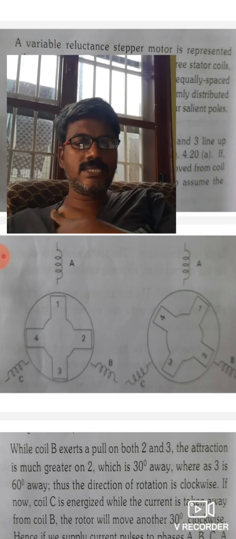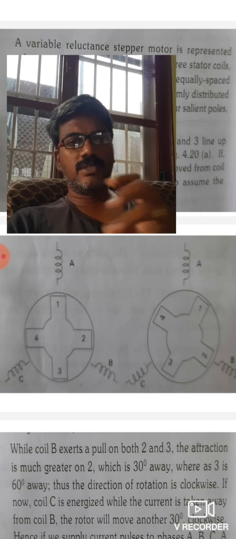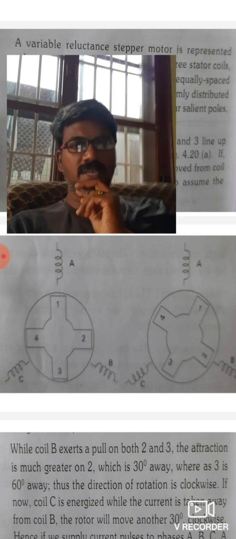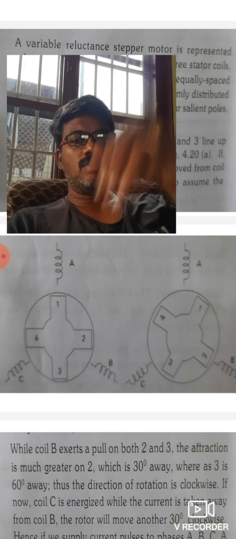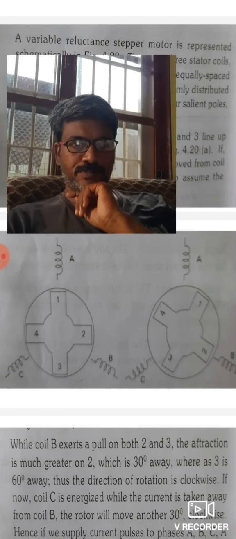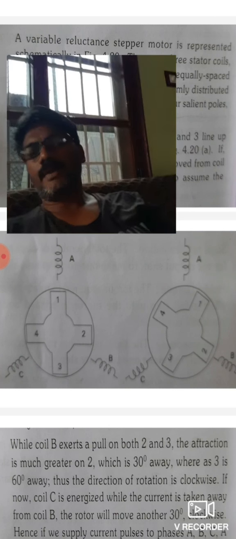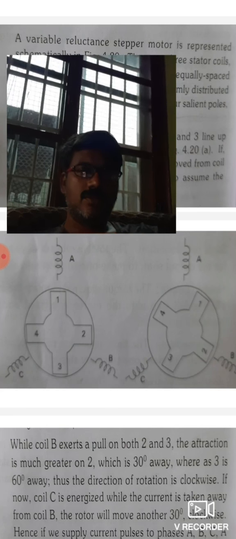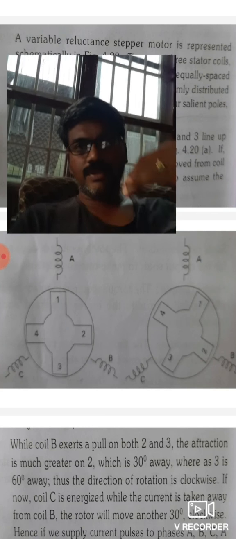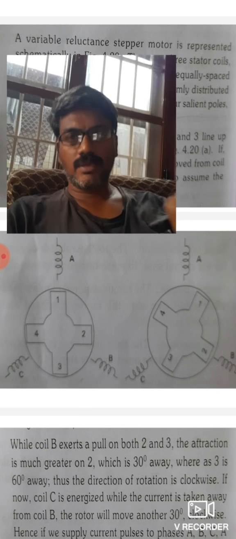If now coil C is energized: initially coil A is energized, next coil B is energized. After that, we energize the coil C, right? When coil C is energized, what happens? After giving the excitation to coil C, we have to remove the excitation of coil B.